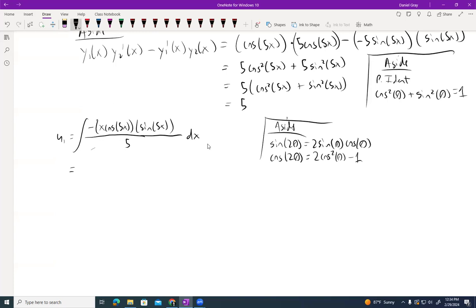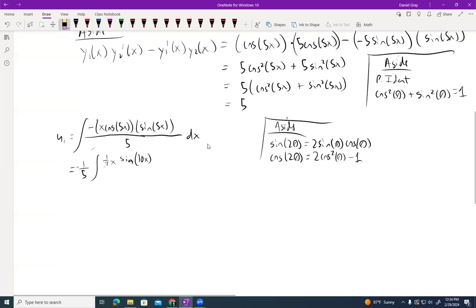Okay, so we're going to go ahead and integrate this thing. I'm going to pull the negative 1/5 out. Integral of, well, we have an x right there, and we have a cosine of theta times a sine of theta. Cosine of theta times sine of theta would be half of sine of 2 theta. So then this would be 1/2 x sine of 10x instead. That's 2 times 5x on the inside. That's using my double angle identity.